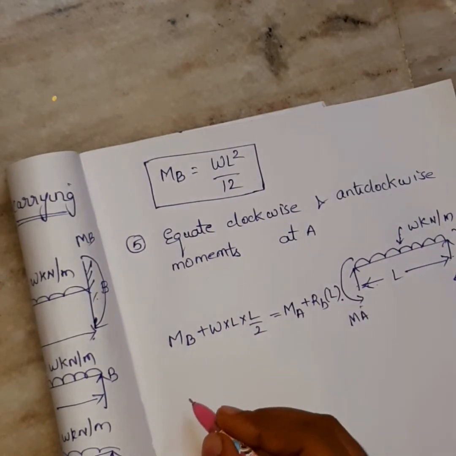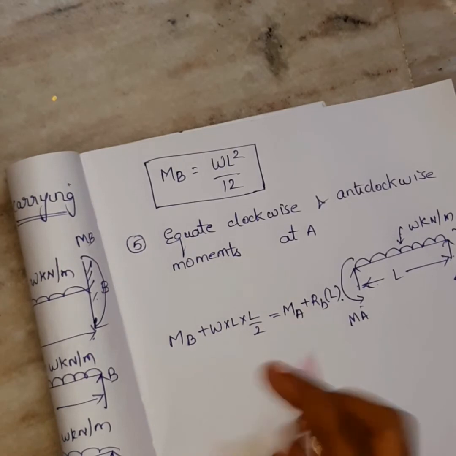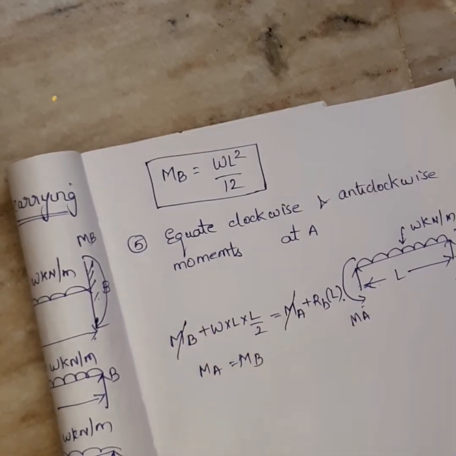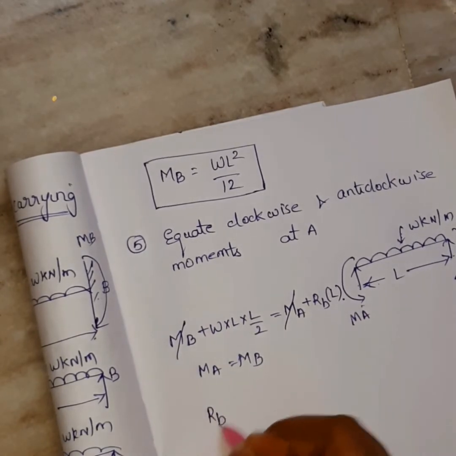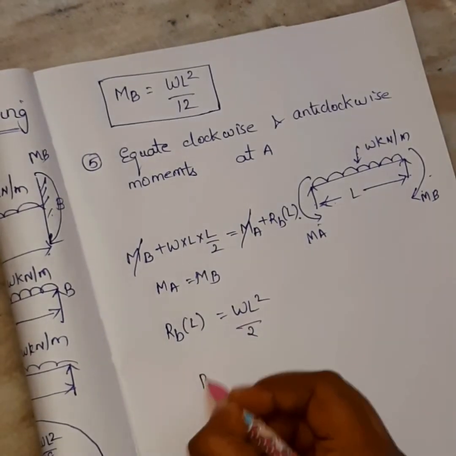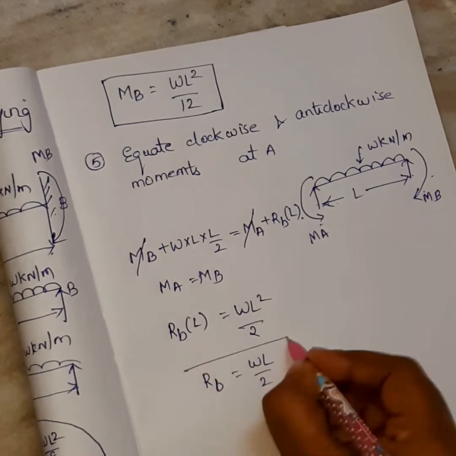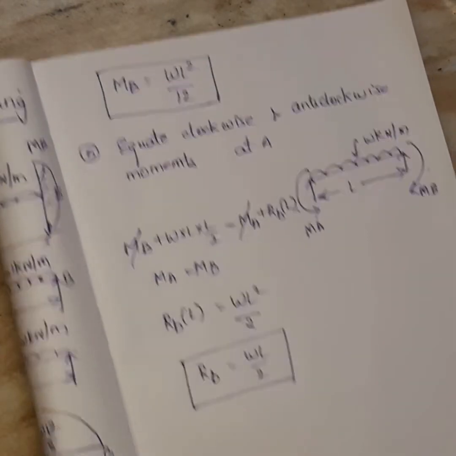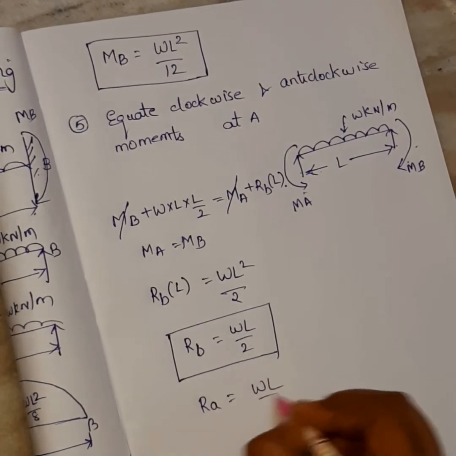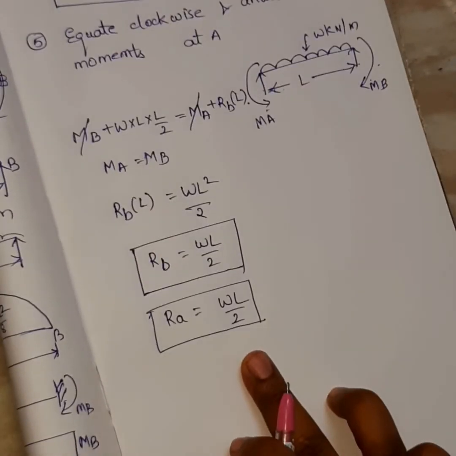Moment at A and moment at B are both symmetrical, so MA is equal to MB, and I am cancelling these both. So RB into L is equal to WL square by 2. So I will get RB equal to WL by 2. Since both are symmetrical, I will get RA also as WL by 2. Okay, I have got the reactions.